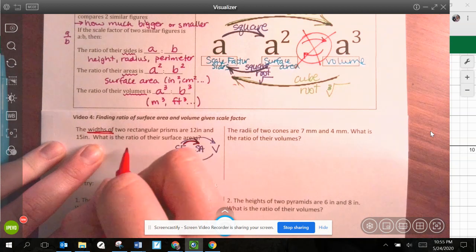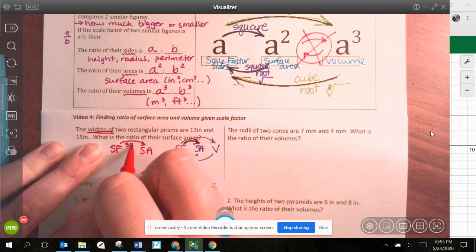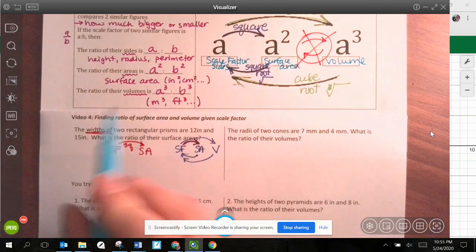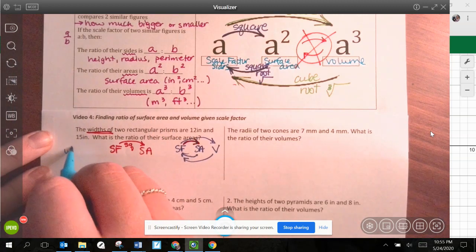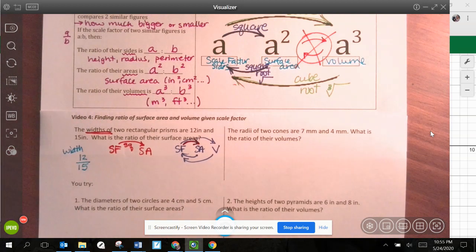Well, to go from scale factor to surface area, I needed to square something. The problem is I don't have the scale factor. I have the widths, 12 and 15. But that's not my scale factor, because my scale factor has to be in lowest terms always.